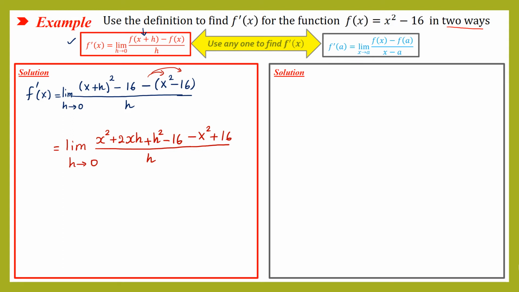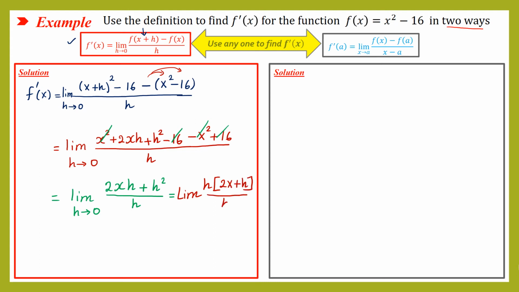Now you have to simplify the expression. We have x squared minus x squared 0. We have negative 16 plus 16 0, and you will get limit of 2xh plus h squared divided by h when h goes to 0. Then you have to take greatest common factor from numerator, and the greatest common factor is h. So you will get 2x plus h divided by h when h goes to 0. Cancel h with h. You will get the function 2x plus h.